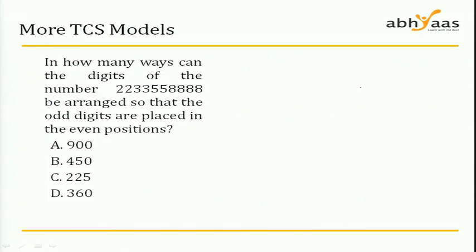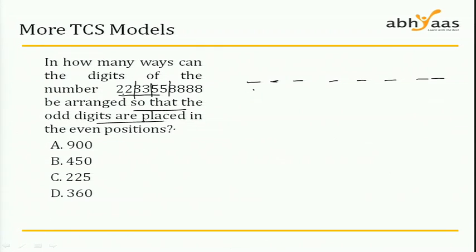Now let's move on to this question. In how many ways can the digits of the number 2, 2, 3, 3, 5, 5, 4, 8 be arranged so that the odd digits are placed in even positions? First, let's see how many digit number this is. 2, 2, 4, plus 2, 6, plus 4, 10 digit number.